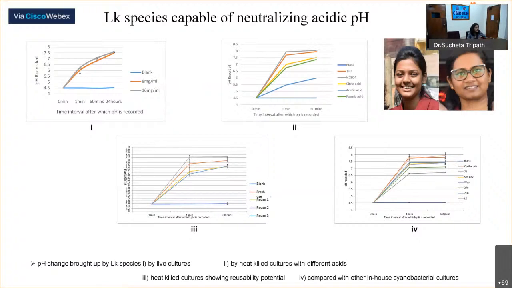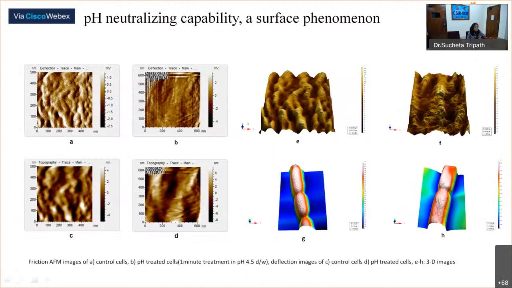Then we took it forward to see whether it is happening in all the cyanobacteria that are growing inside our lab. And this is another interesting story, that this property exists in most of the halophilic cyanobacteria that are growing in the sea or in saline water. And similarly, we went ahead and did some microscopy, scanning electron micrograph, and we found that like the earlier story, it is indeed a surface phenomenon.